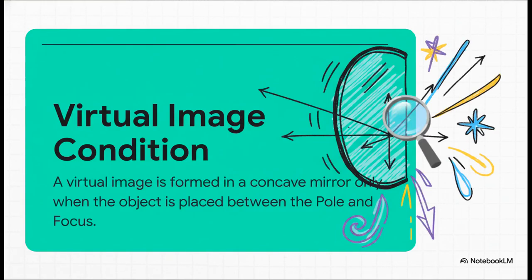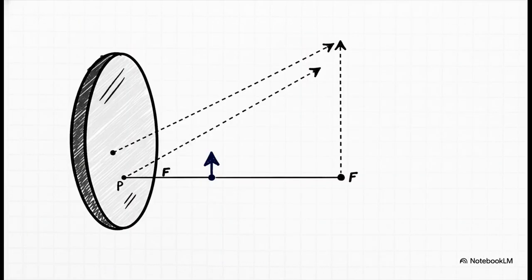So the thing you have to remember about concave mirrors is that for most positions, they create a real image. The big exception, the one trick they have up their sleeve, is when you place the object inside the focal length. That's the magic zone. And there you have it.